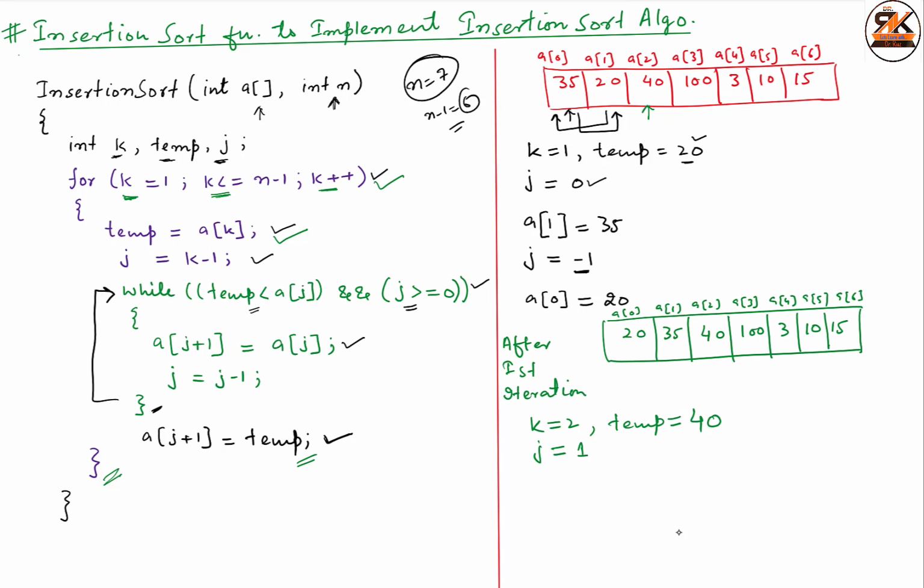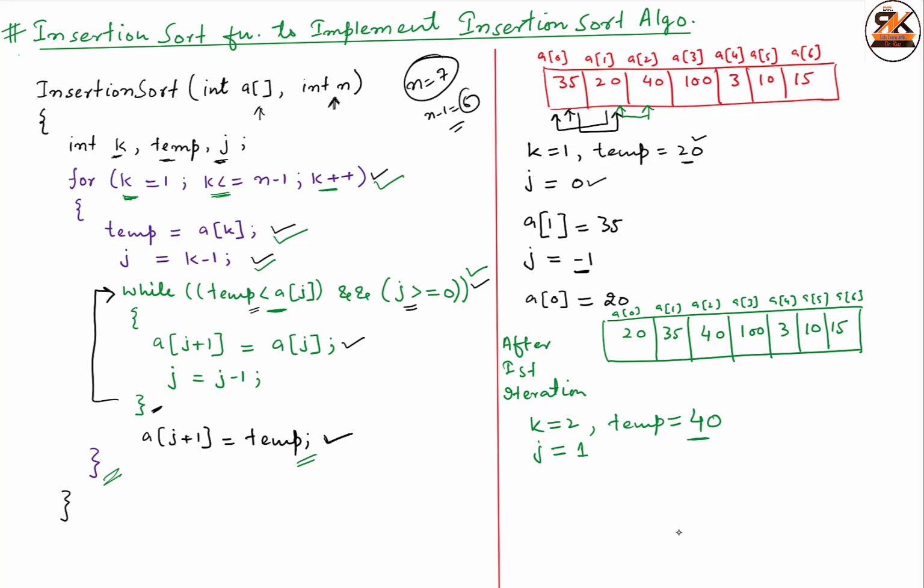J will have value 1. Then we will reach this place, that is the while loop. In the while loop, we check whether temp is less than a of j. Temp is 40, whether it is less than a of 1. Here the comparison is being made.